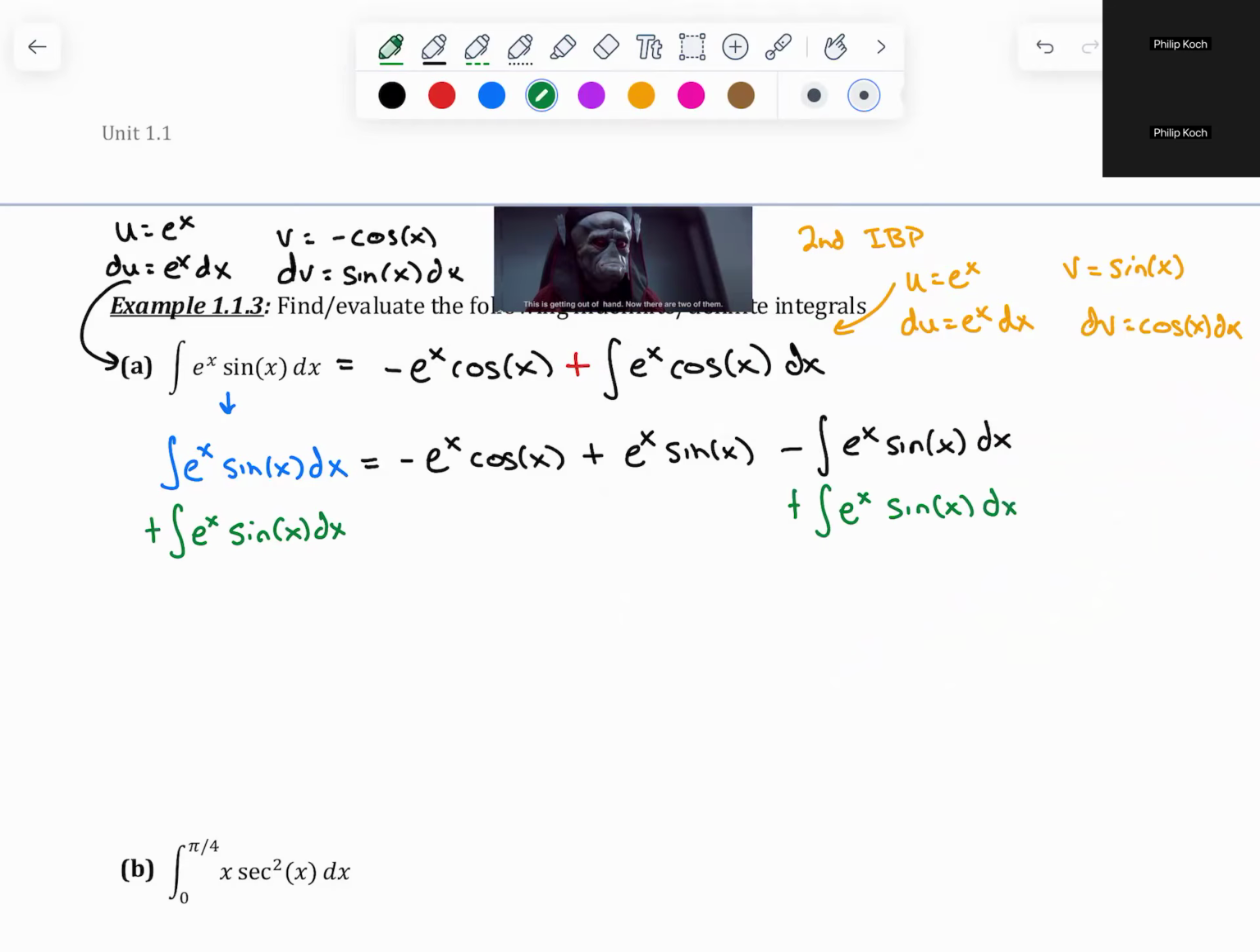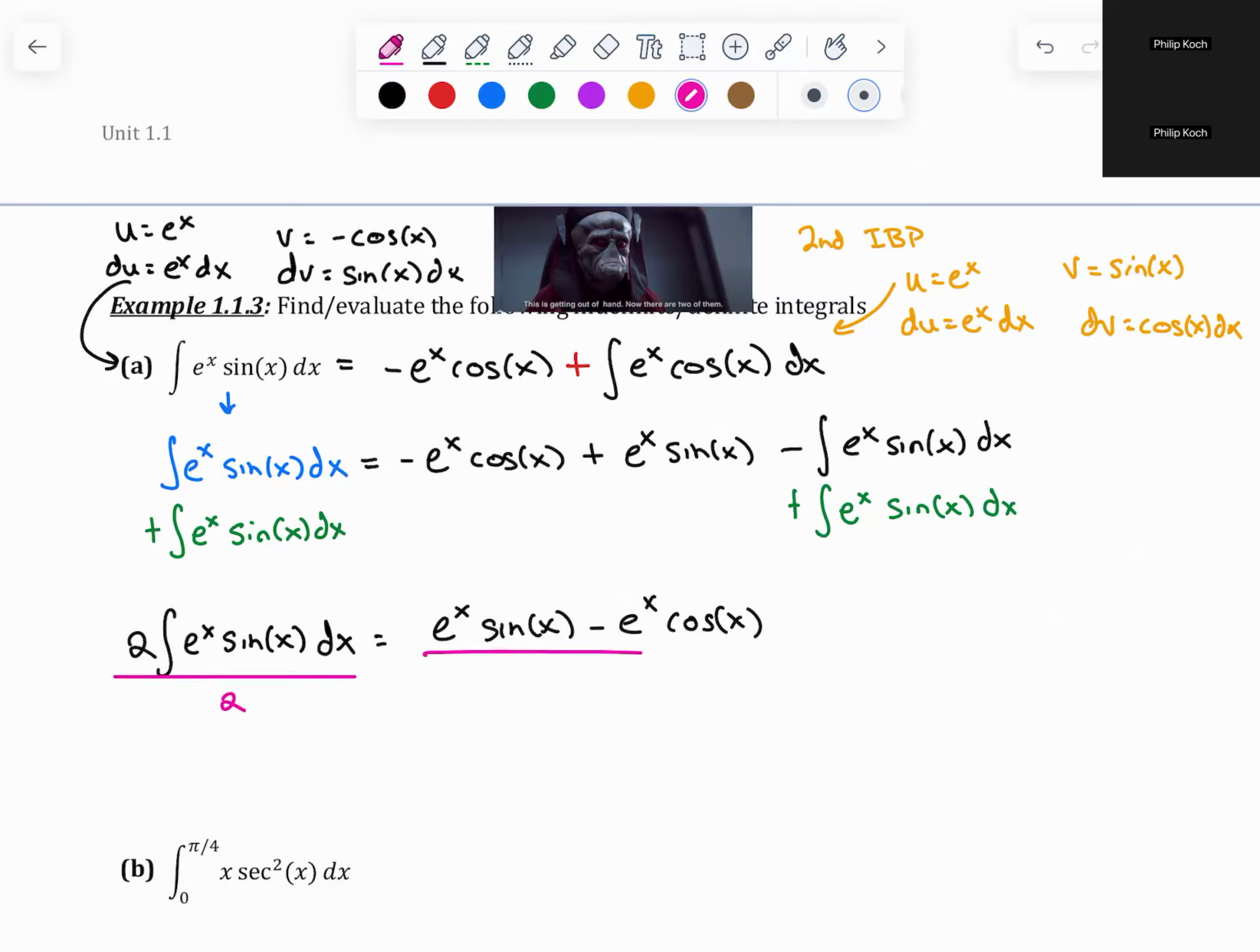So it's the same integral. So now there's two of them. So 2 times the integral of e to the x sine x dx is equal to, and just to make it look nicer, I'm going to put the positive term first. So I'm going to make the negative term go second. But you can keep it as is if you really like. It's e to the x sine x minus e to the x cosine x. And we'll divide both sides by 2 to find out what the answer is.